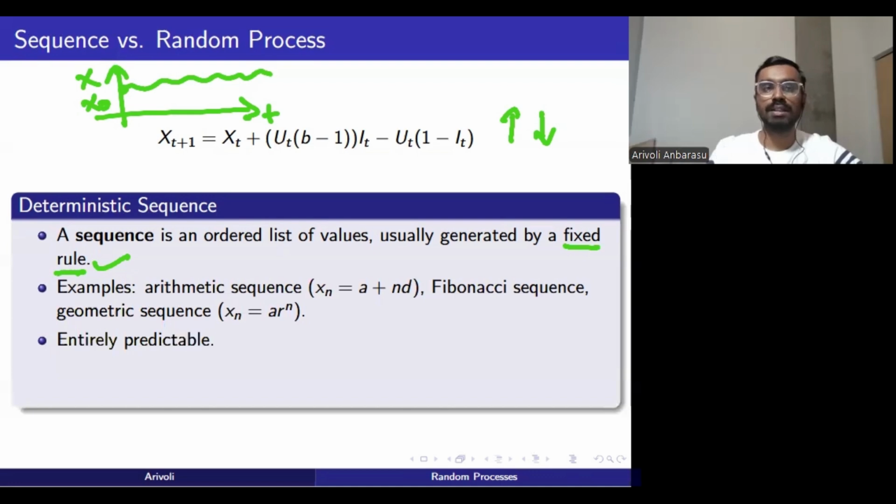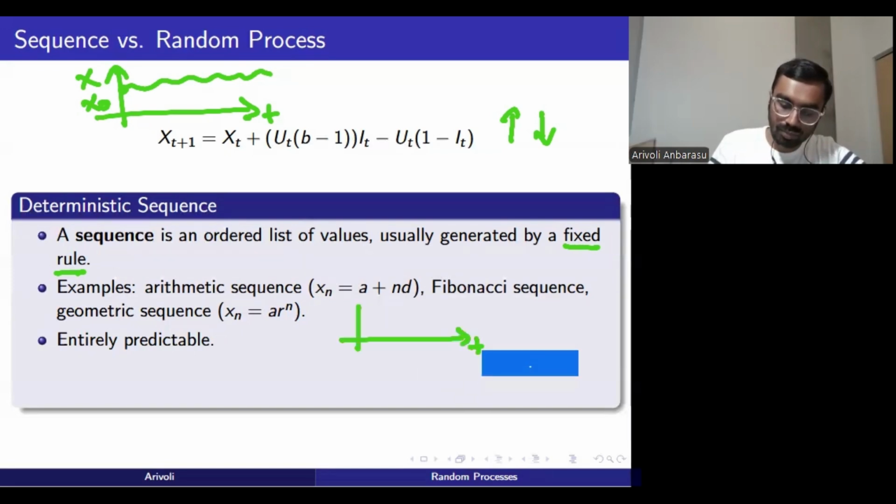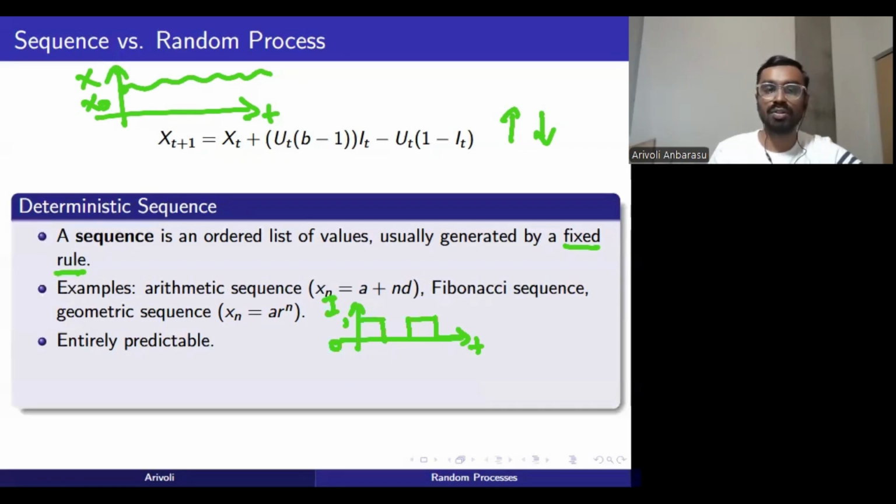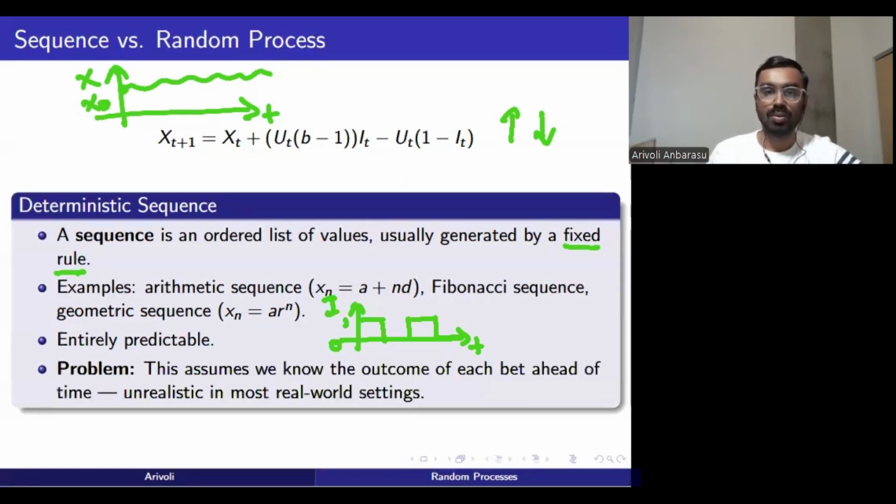And second, it must be entirely predictable. Is it predictable in our case? Unfortunately, no, because we don't know the outcome before the event happens. You might assume a fixed pattern of outcomes, like when, then we are losing, then we are winning, then we're losing, and so on, 1 and 0. But this assumes we know the outcome of the event ahead of the time, which is unrealistic. So we need better tools to analyze this problem.